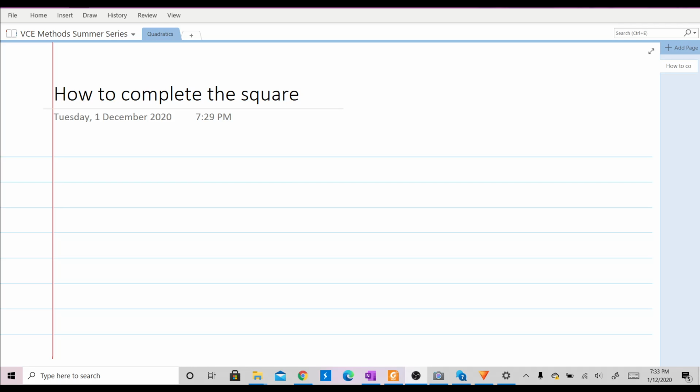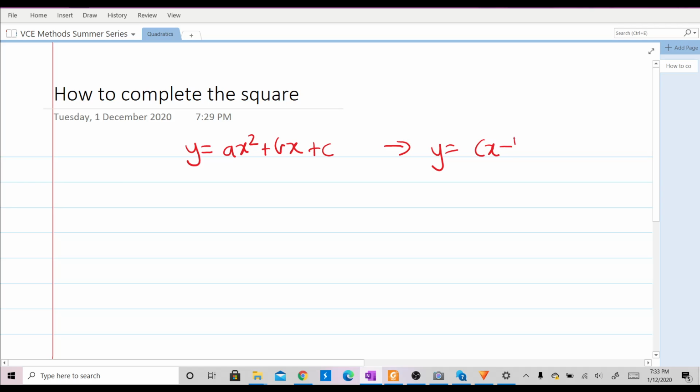Hi everyone, so this is a video on how to complete the square for quadratics. Completing the square gets us from a form of y equals ax squared plus bx plus c into the form of y equals a(x minus h) squared plus k. For example, we could have x squared plus 4x plus 3.